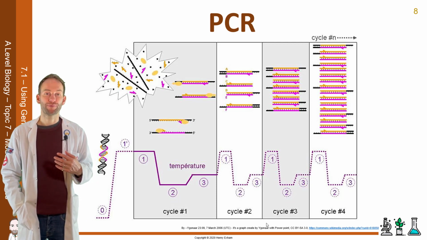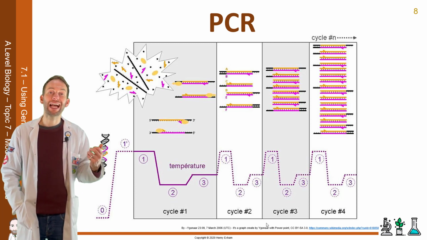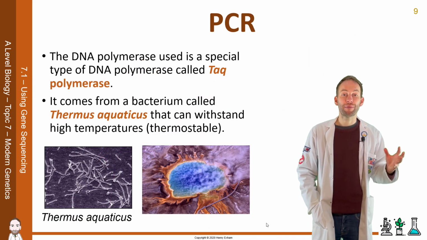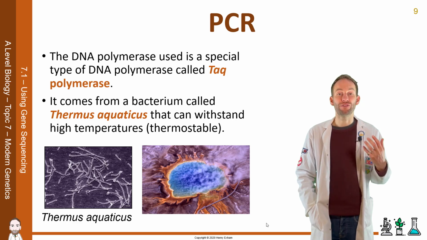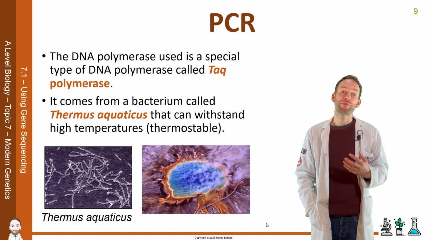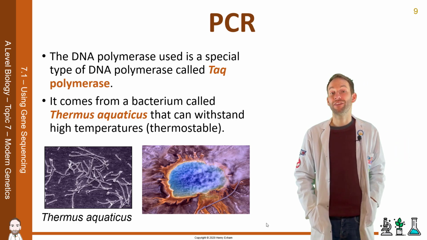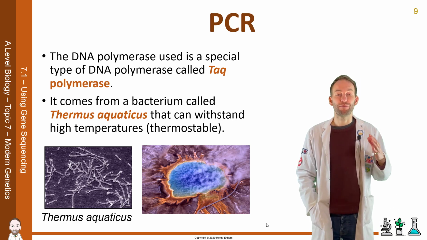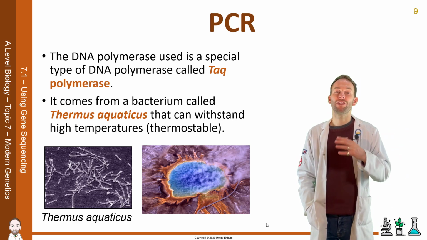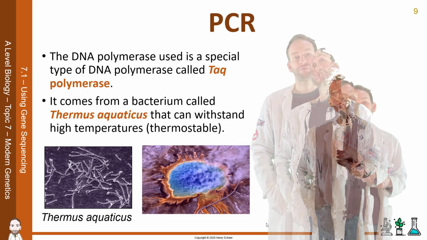3 hours. The DNA polymerase used is a special type of DNA polymerase called Taq polymerase. It comes from a bacterium called Thermus aquaticus, which lives in hot springs and hydrothermal vents, so has evolved a DNA polymerase enzyme that can withstand high temperatures. It is very thermostable. Now, the benefit of this is that you can use it in PCR where you're heating up to those high temperatures and it won't denature the enzyme.